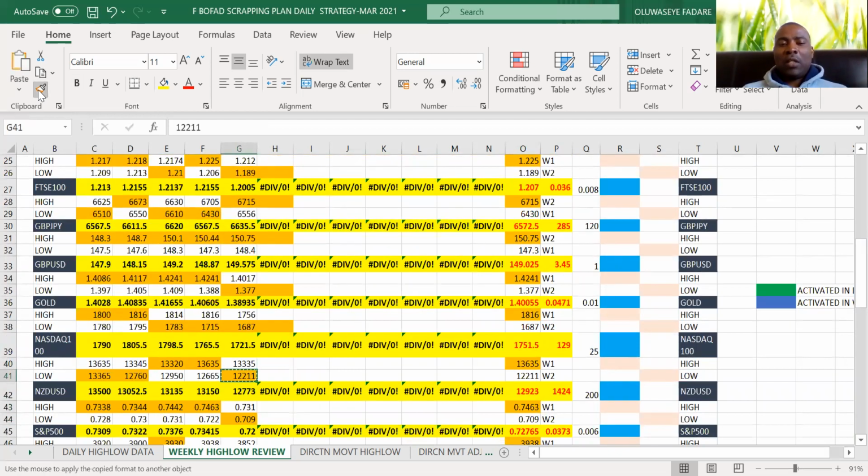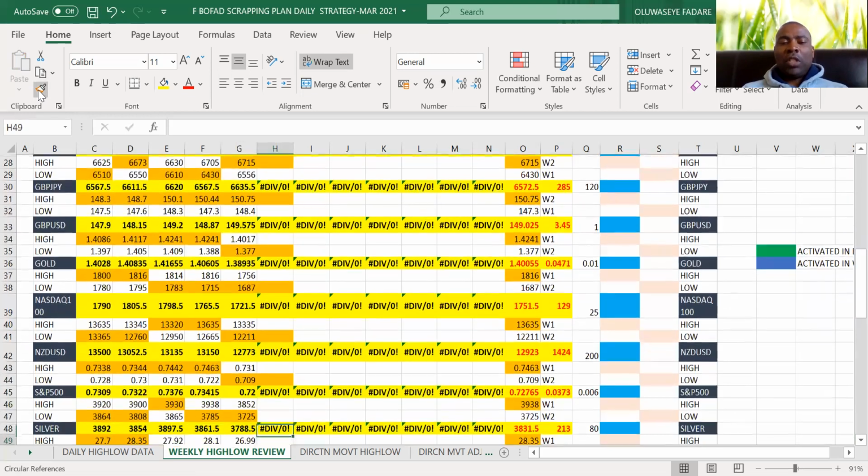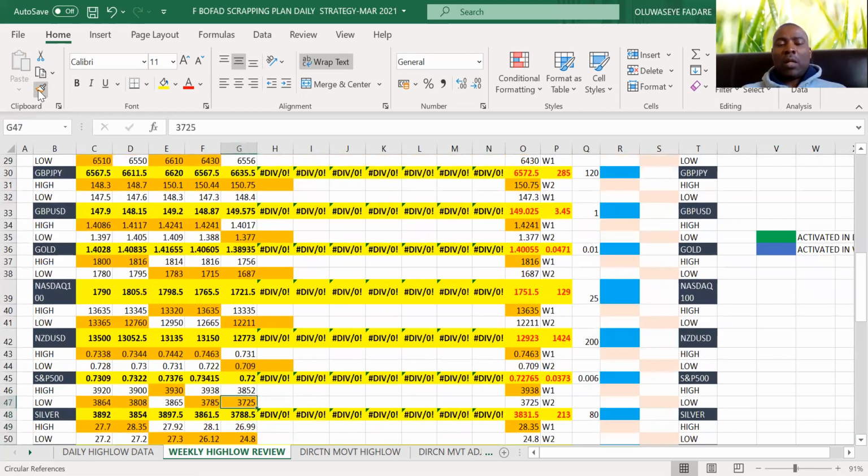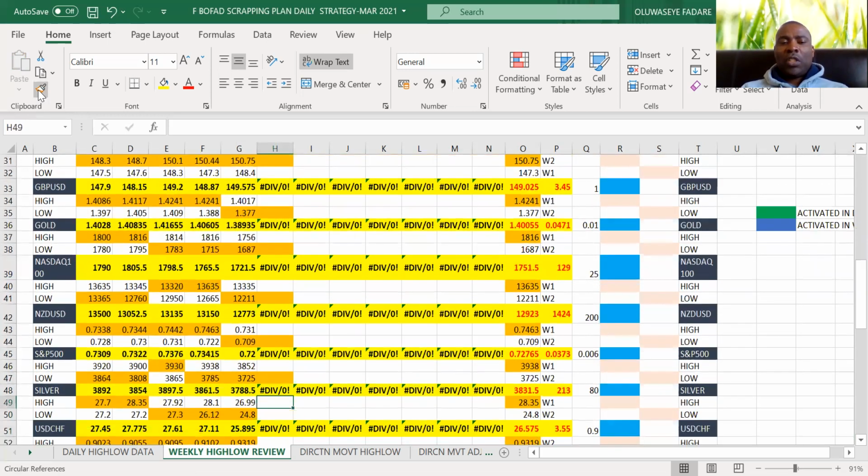Same thing with Nasdaq. If Nasdaq should go above 1366.35, it's going to go higher, but if it should come below 1812.211, it's going to go lower. Same thing with New Zealand USD. It's likely to be a downtrend. S&P is likely to be a downtrend. Silver is likely to be a downtrend.